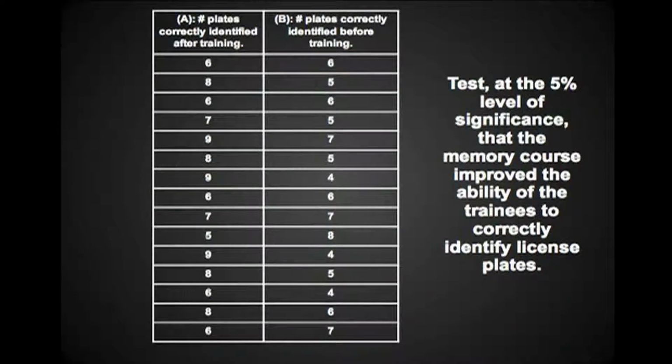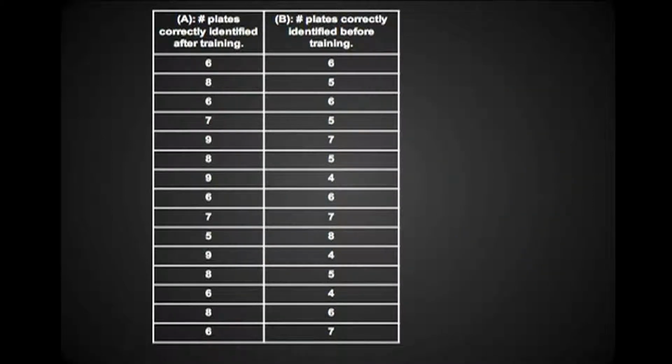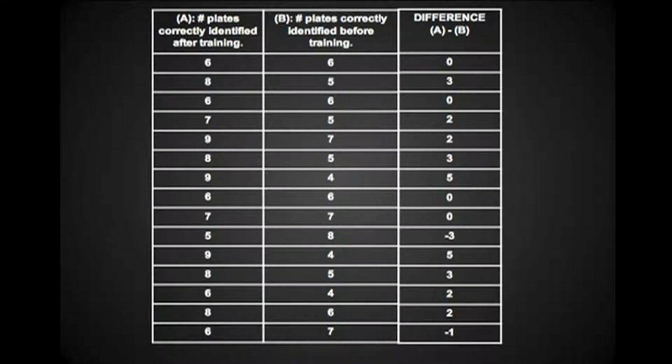Test at the 5% level of significance that the memory course improved the ability of the trainees to correctly identify the plates. Here we see column A, the number of plates correctly identified after training, and column B, the number of plates correctly identified before training. By subtracting column B from column A, we can find the increase in license plates correctly identified for each of the 15 trainees after the memory training. Using the difference column, we can now perform a significance test to determine if the memory training course was actually effective.